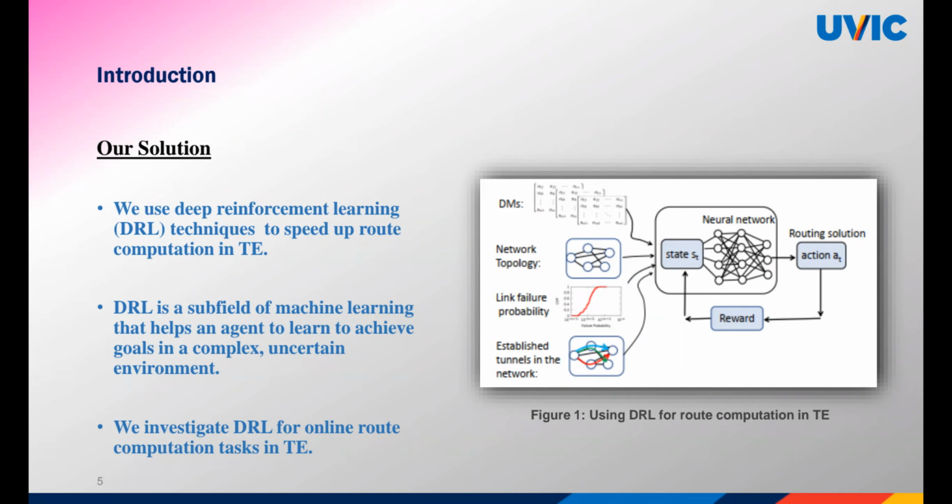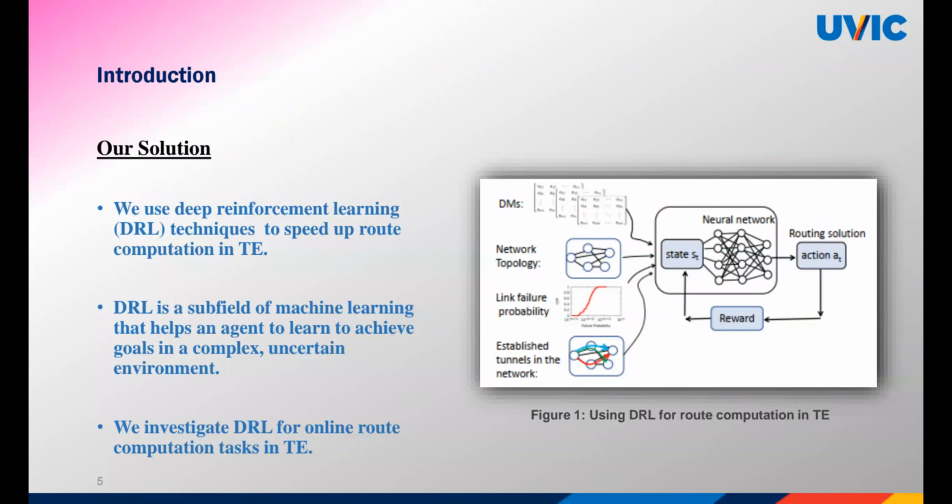DRL is a subfield of machine learning that helps an agent to learn to achieve goals in a complex, uncertain environment. We investigate DRL for online route computation tasks in traffic engineering. Here in figure 1, you can see a big picture of how a DRL agent interacts with the environment for traffic engineering tasks. Depending on the target function, the input to the learning model can be any subset of the inputs, including network topology, link failure probability, and so on. For each state, the DRL agent takes an action.